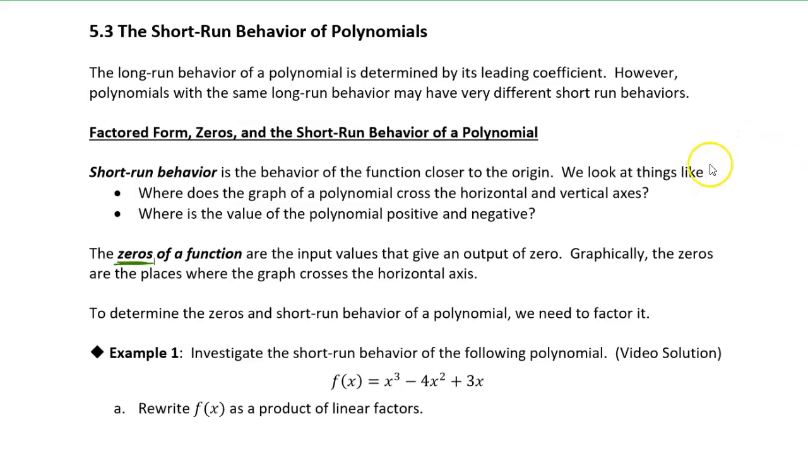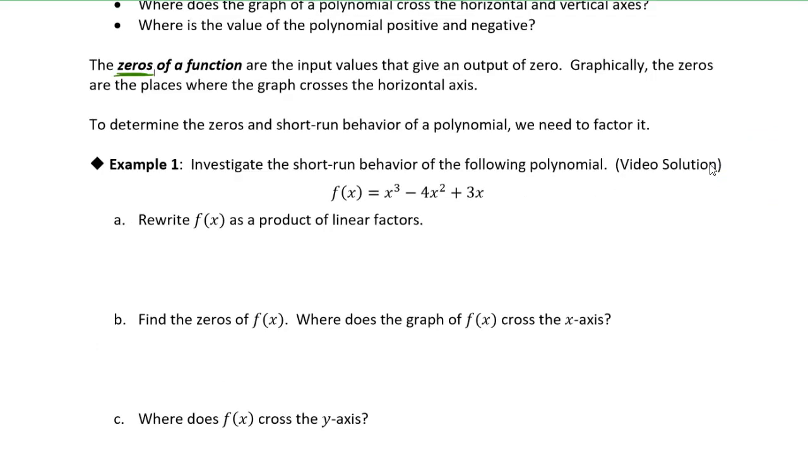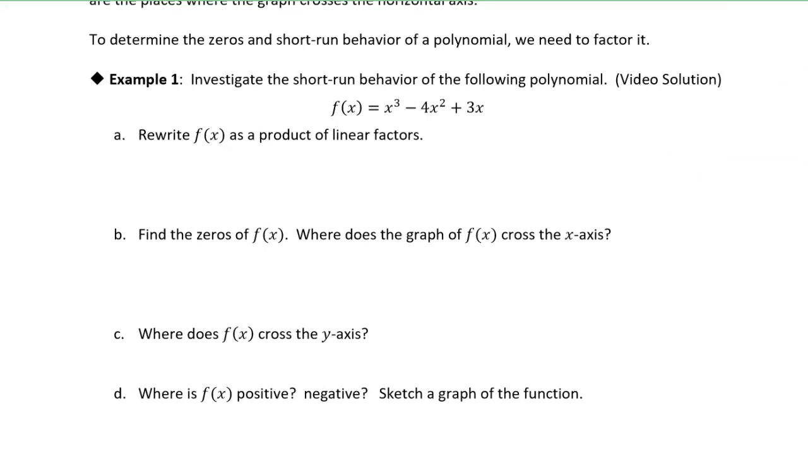And in order to determine the zeros and the short-run behavior of a polynomial, we need to factor it. So let's take a look at the first example here. We have f of x is equal to x cubed minus 4x squared plus 3x. The first step here is just to write f of x as the product of linear factors. So I'm just going to factor this polynomial as much as I can.